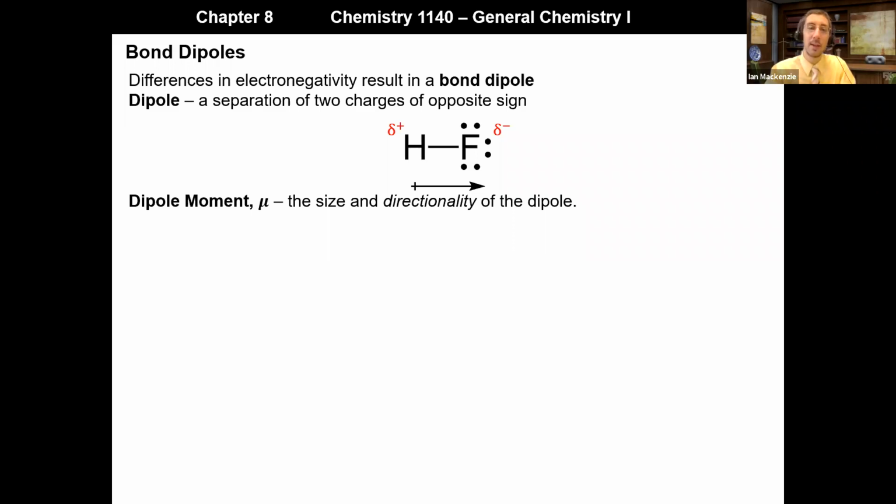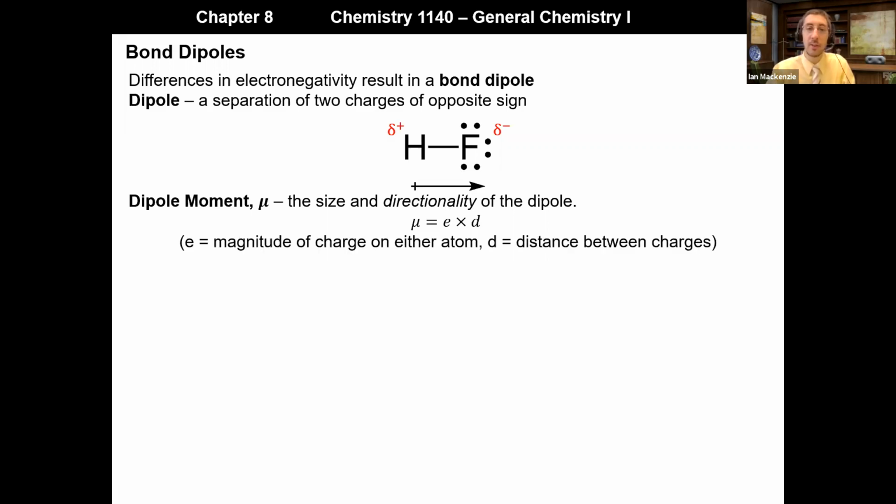So it would essentially be just the magnitude of the dipole lumped in with the arrow shown above. We can actually calculate the magnitude of the bond dipole using this equation here, where e is the magnitude of the charge on either atom. If we're simply looking at one single bond, in this case where we only have one bond between two elements, that magnitude of charge is the same: the amount of positive charge on hydrogen is the same as the amount of negative charge on fluorine.